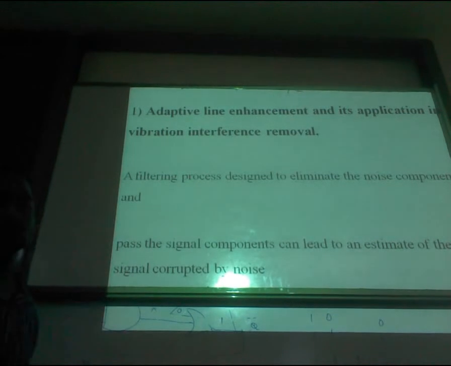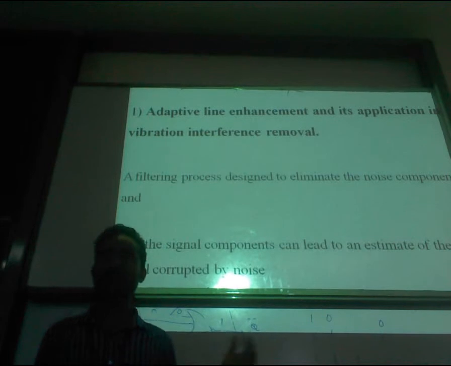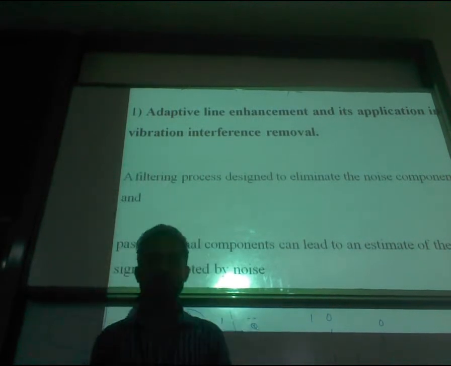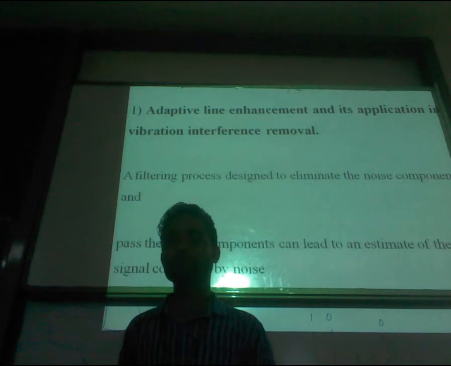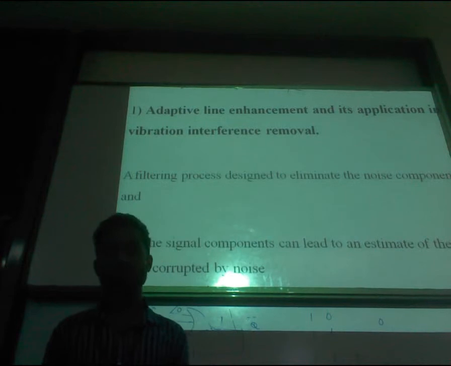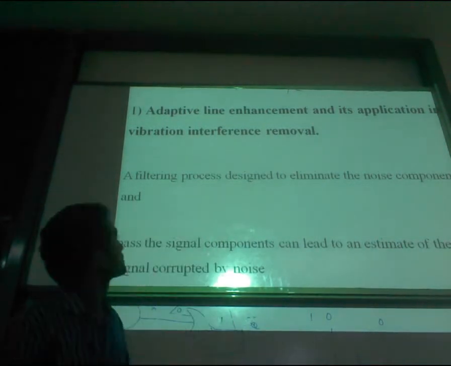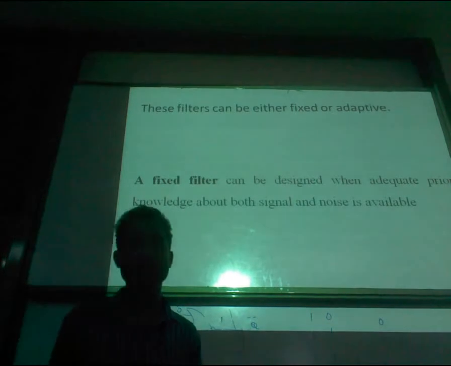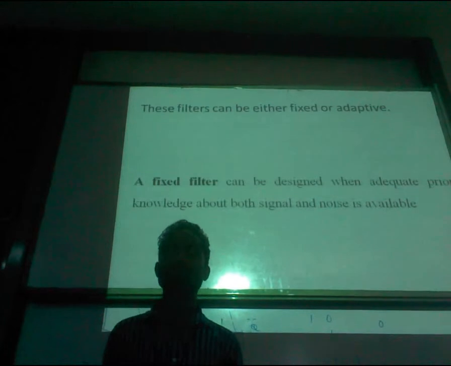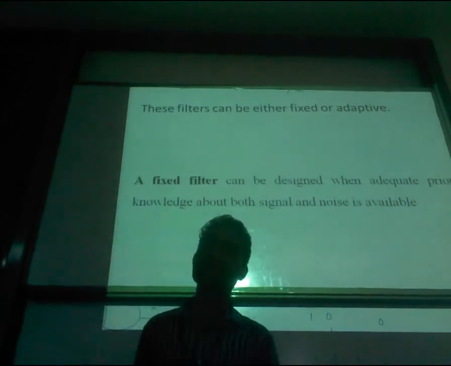The first one is adaptive line enhancement and its application in vibration interference removal. In signal conditioning, the first step is adaptive line enhancement. In this step, the filtering process is designed to eliminate the noise component and pass the signal component, which leads to an estimate of the signal corrupted by the noise. The filter can be either fixed or adaptive. There are two kinds of filters used in adaptive line enhancement: one is the fixed one, and the second is the adaptive one.